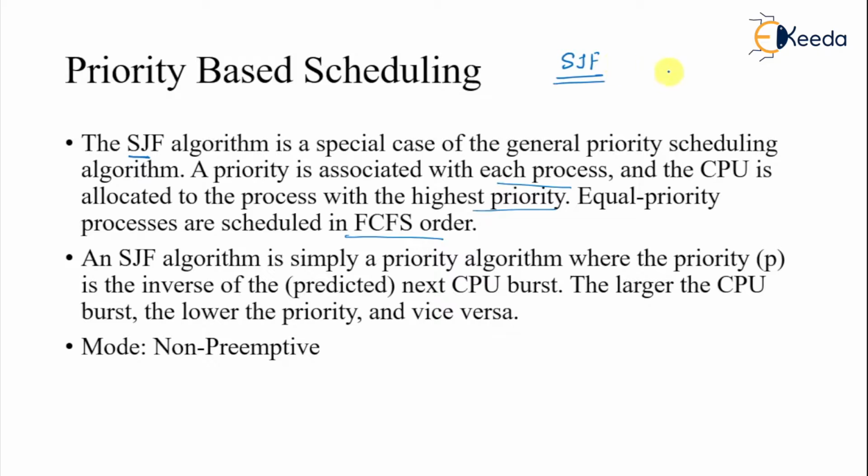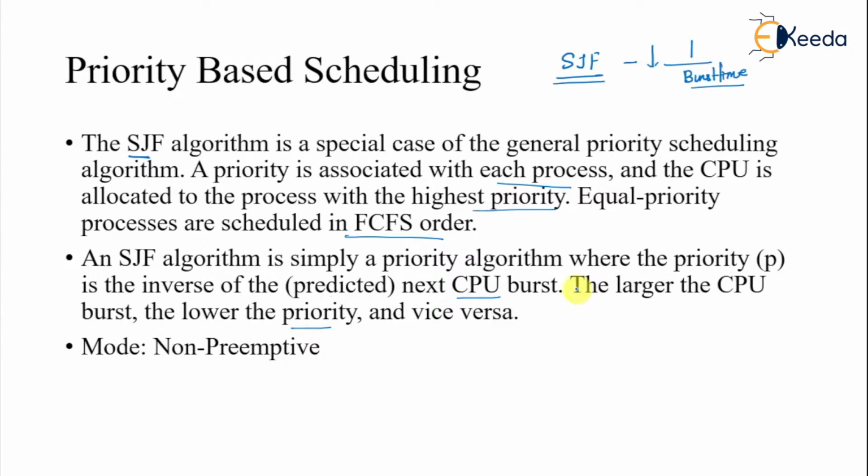Now if you talk about SJF, shortest job first, in that case we can say the priority is inversely proportional to the burst time. The higher the burst time, the lower the priority, because the shortest job will be preferred first. SJF is a simple priority algorithm where priority is the inverse of the next CPU burst. The larger the CPU burst, the lower the priority, and vice versa.